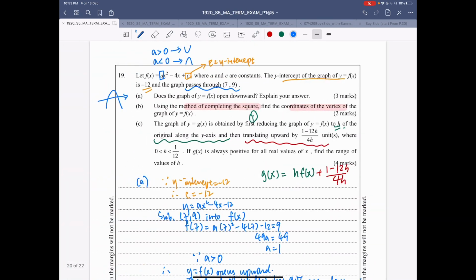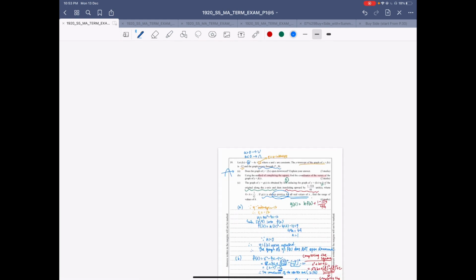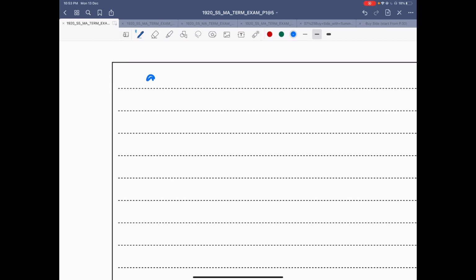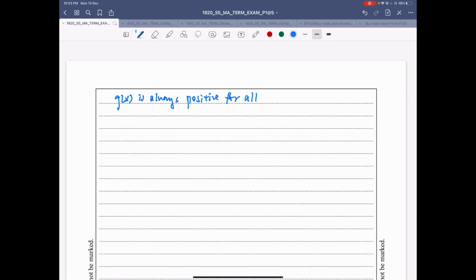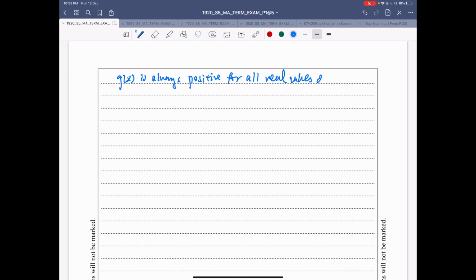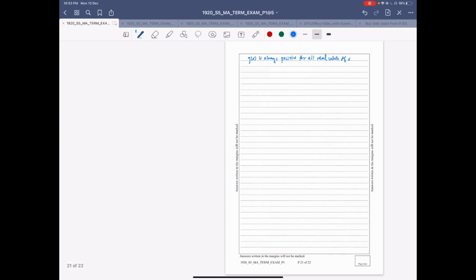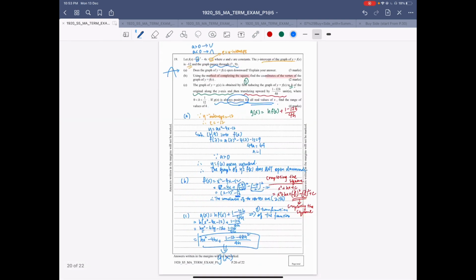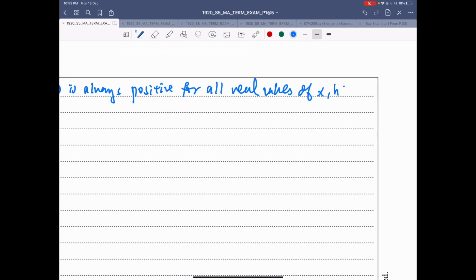And then let's analyze g(x). What the question gives you about g(x) is that g(x) is always positive for all real values of x, okay? And we know that h must be larger than 0 because h is a factor, right? A factor shouldn't be a negative one. So h is larger than 0, as provided by the question, right?